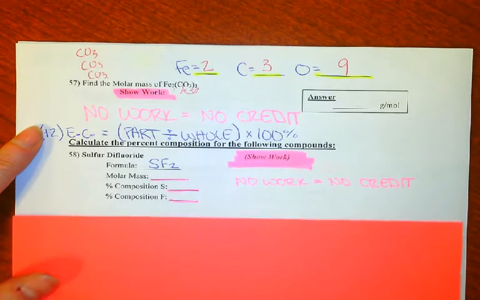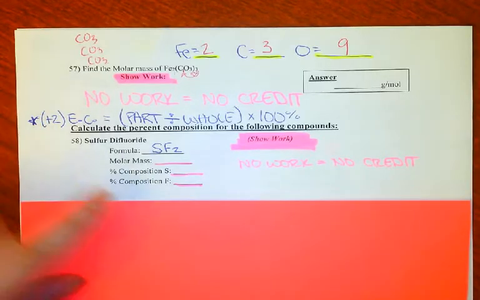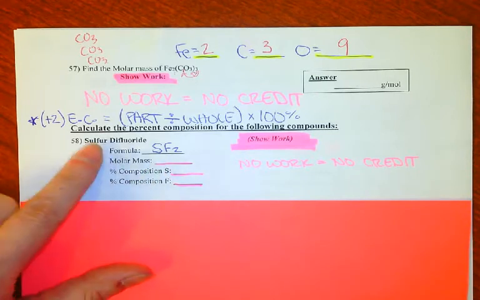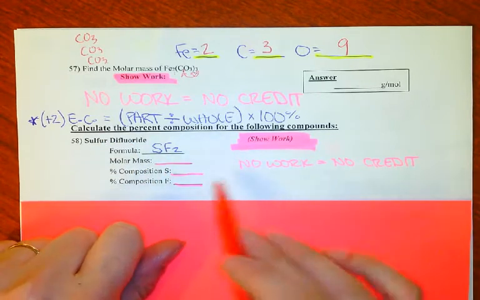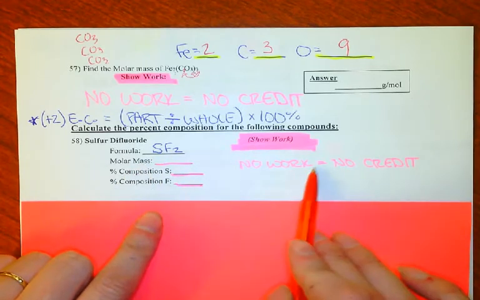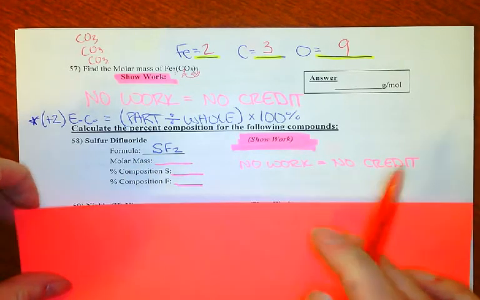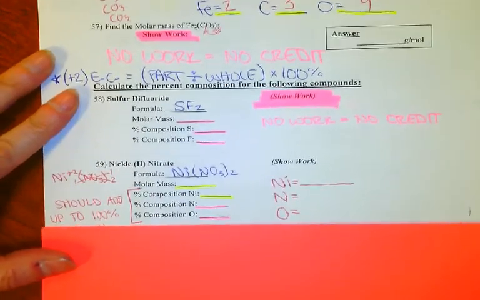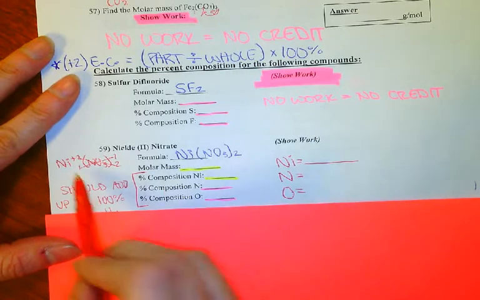So looking for this one, I gave you the formula, because if you did the wrong formula, everything else is wrong. 1 sulfur, 2 fluorines. Make sure you are putting the total molar mass here, and then the percent for each of the elements. No work, no credit on this. We're going to do part of this one together, though. Nickel(II) nitrate. And again, I gave you the formula.